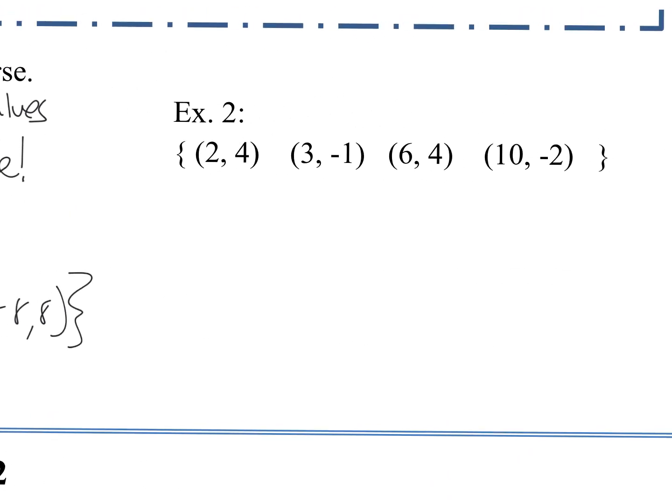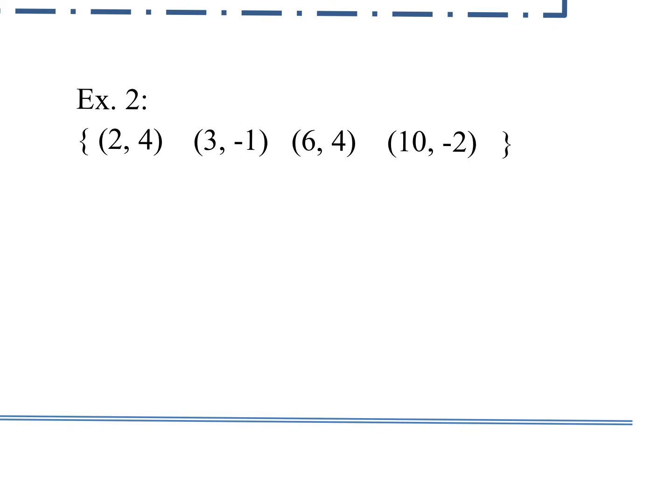Okay, so if we look at number 2, let's check first to make sure it is 1 to 1. 2, 4, 1, -1, 6, 4. Uh-oh. Y values repeat. So I'm going to draw a little arrow here, not 1 to 1.